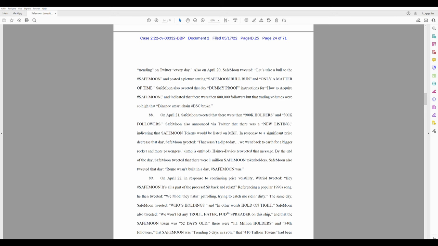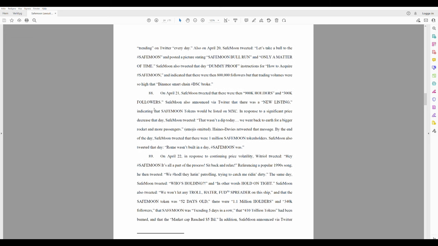On April 21st, Safemoon tweeted that there were then 900,000 holders and 300,000 followers. Safemoon also announced via Twitter that there was a new listing, indicating that Safemoon tokens would be listed on MXC, in response to a significant price decrease that day. Safemoon tweeted, "That wasn't a dip today. We went back to Earth for a bigger rocket and more passengers."